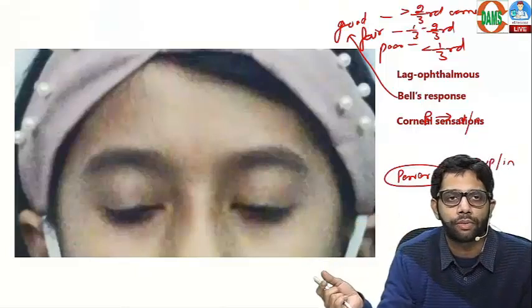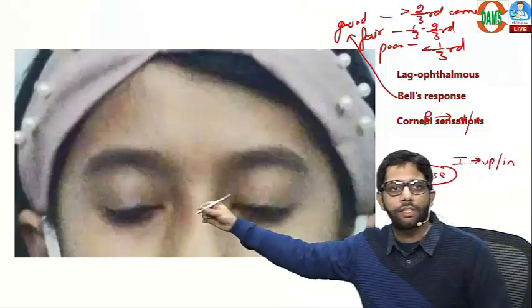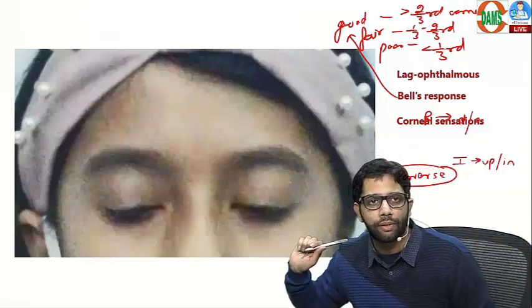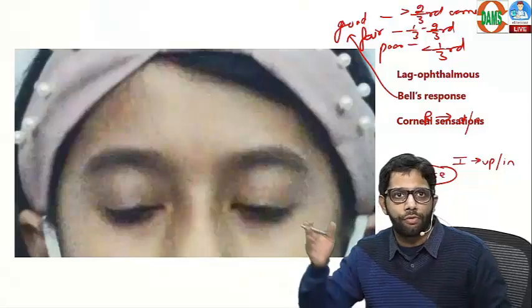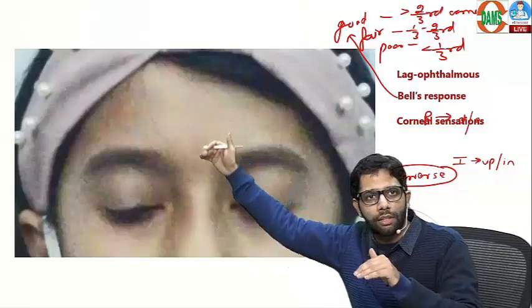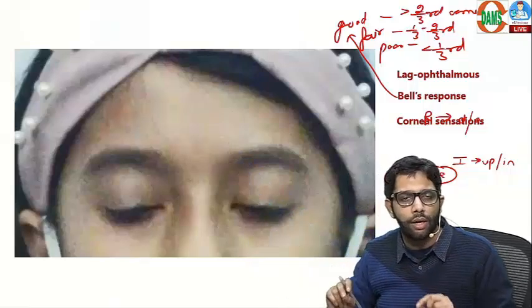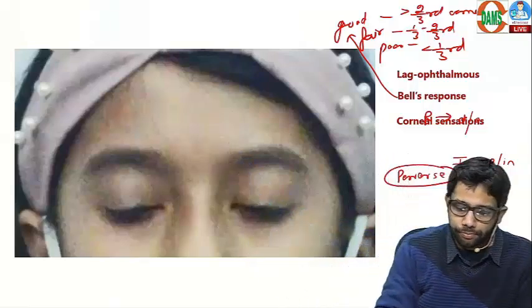Corneal blink reflex. The afferent is the nerve supply of the cornea. Fifth nerve is the afferent, and blinking by the orbicularis, the seventh nerve, is the efferent. Fifth nerve takes the impulse, seventh nerve brings it back. That is the corneal blink reflex.